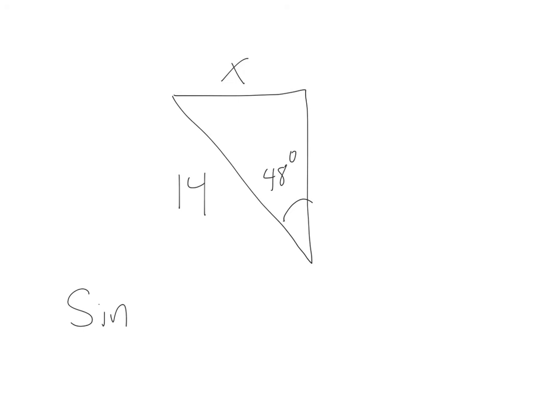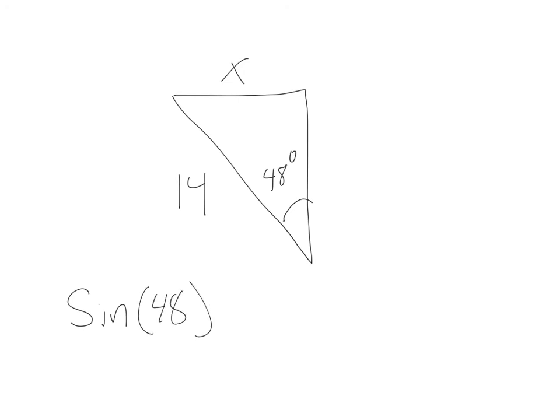Here we have another right triangle. We know that the hypotenuse is 14. We know that this side is x. We know that this angle is 48 degrees. And let's say we wanted to solve for x. Well, we're going to use our trigonometric ratios, and we're going to say that the sine of 48 degrees, which I don't know off the top of my head, I'm going to have to use my calculator.